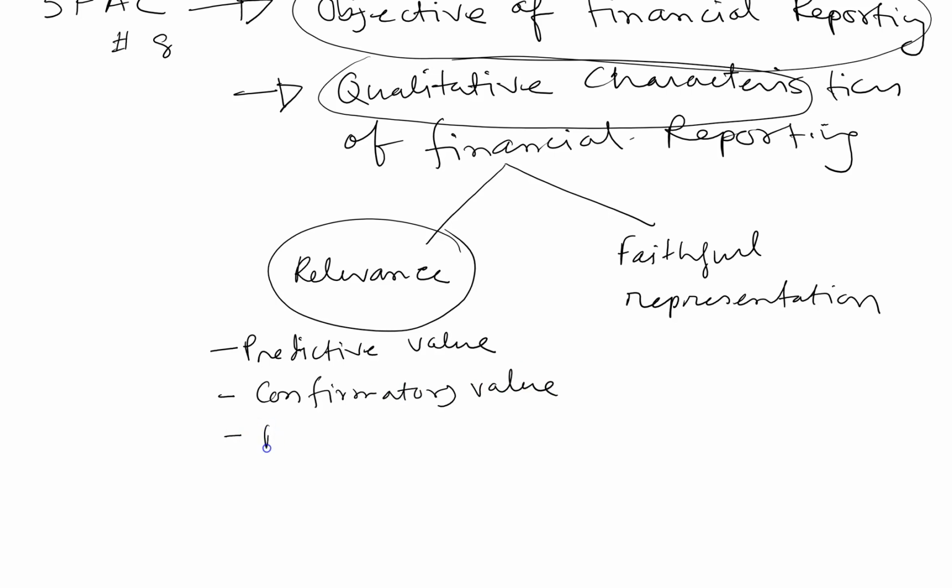And third is the materiality. So what do you mean by predictive value? The information has a predictive value if it can be used by the users to predict any future outcomes, right? For example, the company has decided to go acquire another company, and this information is really very relevant for any users because the acquisition may determine what could be the future outcome of the company. That means this information is relevant and it has a predictive value.